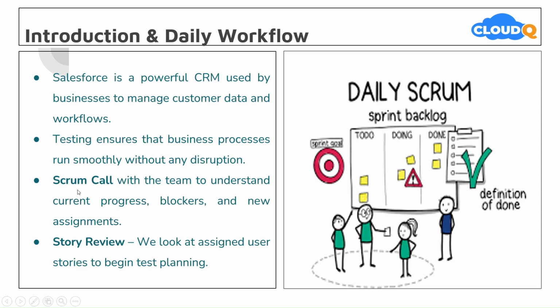Scrum Call means a quick team meeting where we discuss what has been done and any challenges we are facing, and the task of the day. Then next is story review. Story review means we go through the user stories assigned to us to understand the requirements and start planning our testing approach.